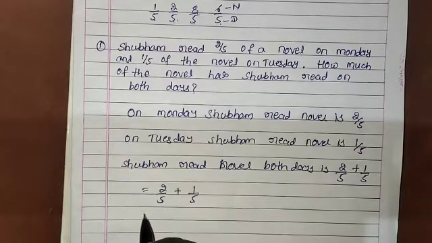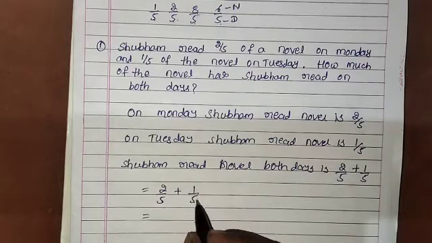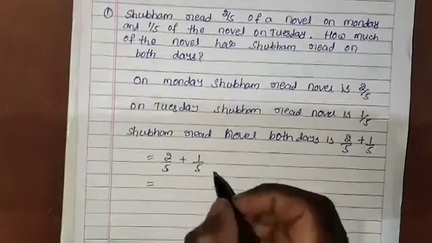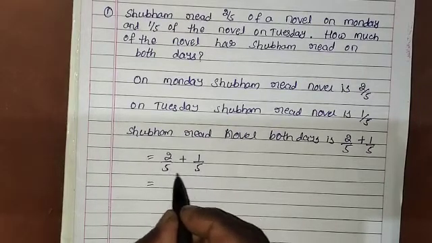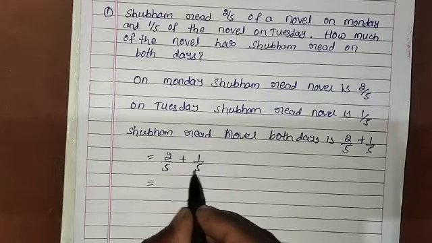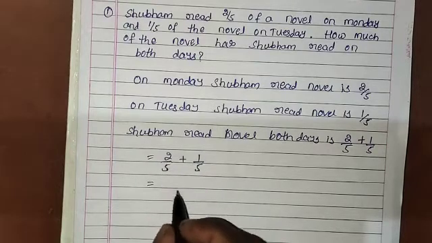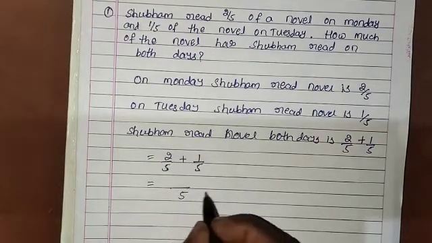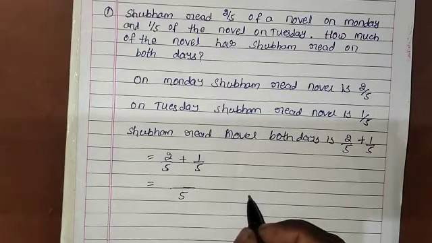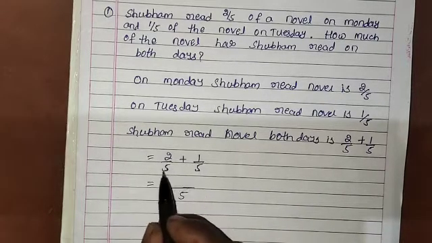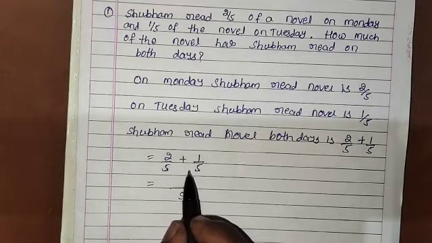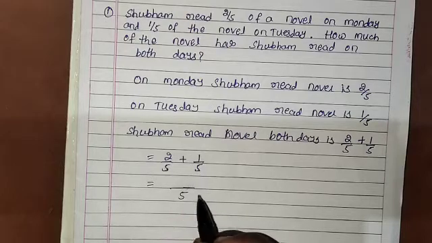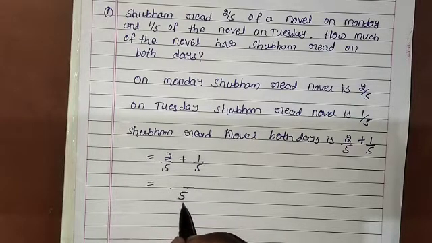Now, how to add like fractions? Here we have the same denominator, 5 and 5, so the LCM of these denominators is 5. If the denominators are same, the LCM is the denominator itself. If two or more fractions contain the same denominator, their LCM is the same. So 5 is the LCM, or the denominator.